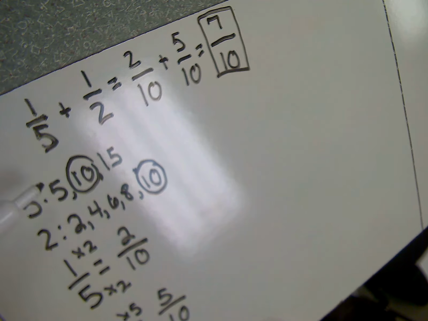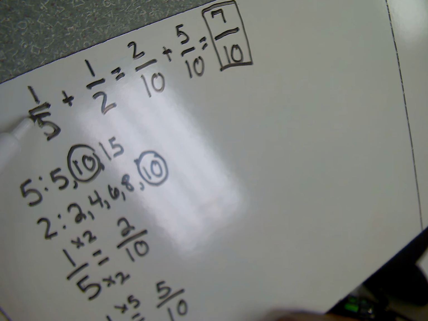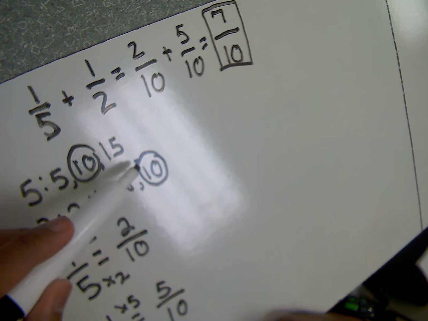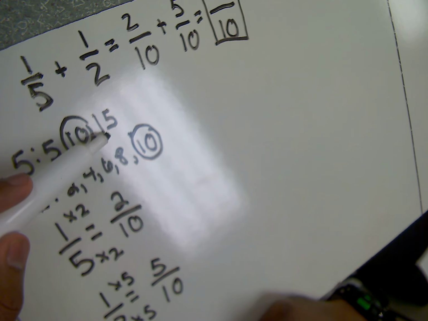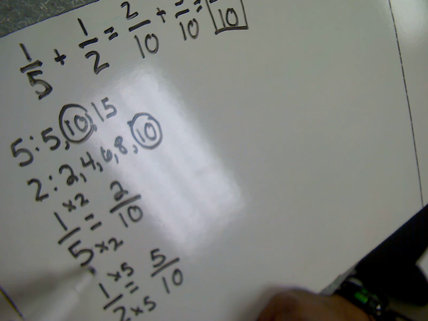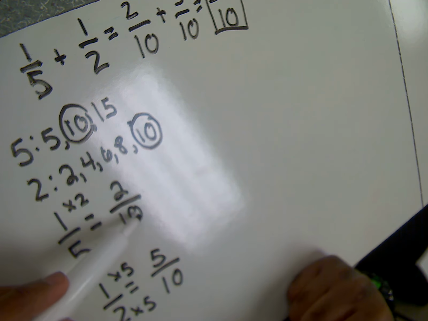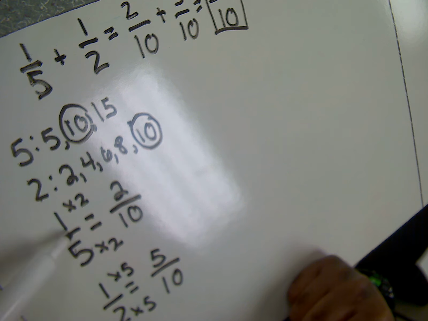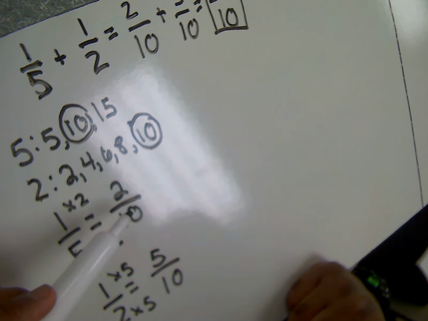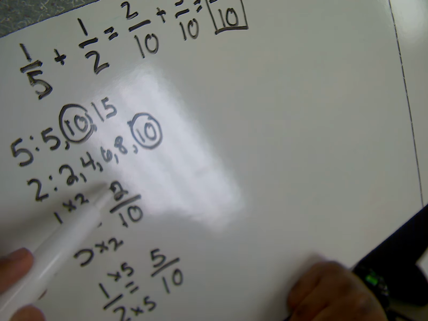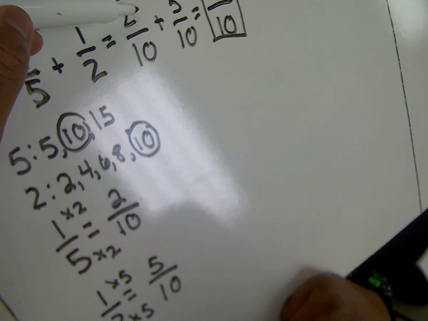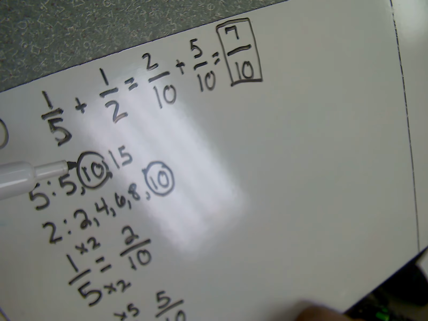So always remember, you have your problem, you list out your denominators, 5 and 2, until you find the first multiple they have in common. Then you rewrite your fractions with your common denominator for your equivalent fraction, and then you figure out what you multiply your first denominator by to get your second denominator. Once you have those, you rewrite them again, and then you add them, and then you'll get your answer. That's all.